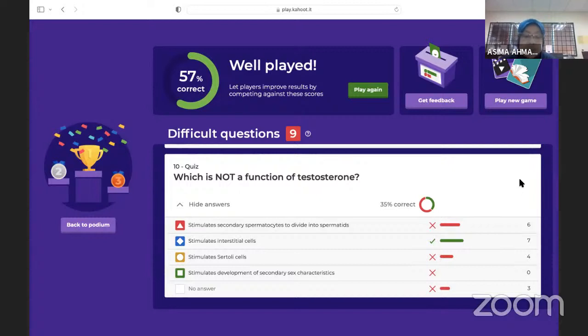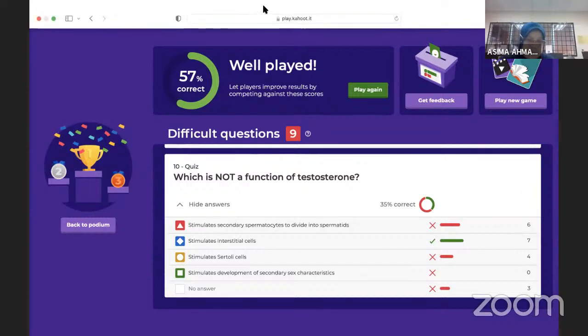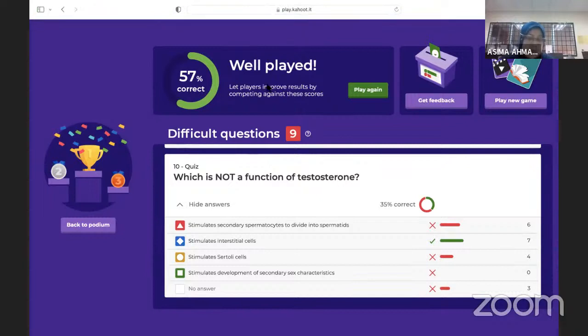Because stimulate interstitial cells is Leydig cell. LH hormone. Alright. Activate a series of kinase. Oh, this one. This one is additional ni.